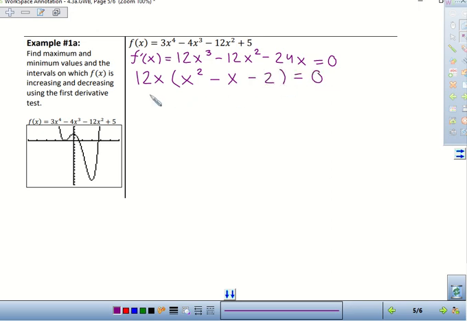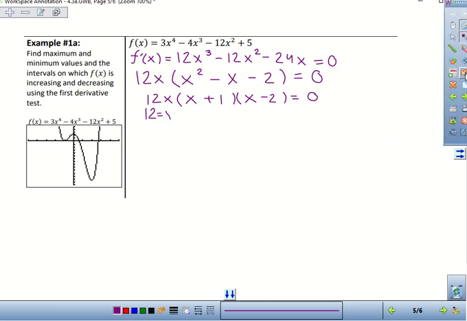And then we're going to be able to factor it one more time, right? So what are factors of -2 that would add up to -1? -2 and +1 would multiply to give me -2 but add up to -1. So then you're going to set each of these equal to 0.